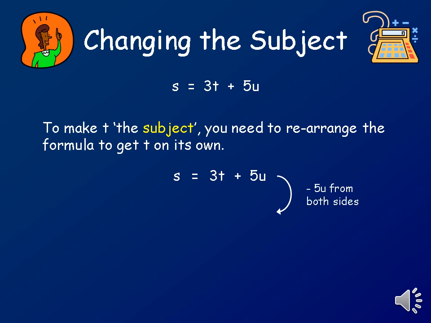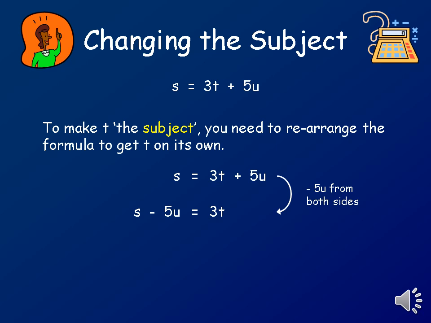Okay, so get rid of the 5u first, and we can do that by minusing it. So we are going to minus 5u on both sides. So on the right hand side that gets rid of the plus 5u, but on this side we need to write that, and that leaves 3t.